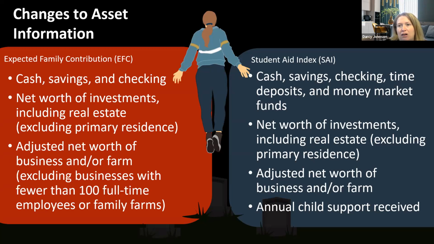Now the assets are cash savings, checking, time deposits, and money market funds. The net worth of investments, including real estate, excluding primary residence, that one didn't change. The adjusted net worth of all businesses and farms, and annual child support received, because remember, that's no longer considered income. That is now an asset. So they would take the amount of child support received during the most recent calendar year, and that will be the amount that they report for the asset for child support received. All right, next slide, please, Leah.